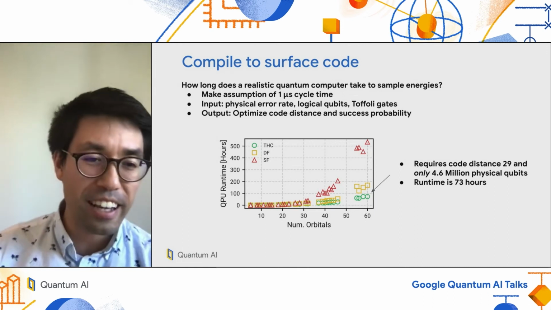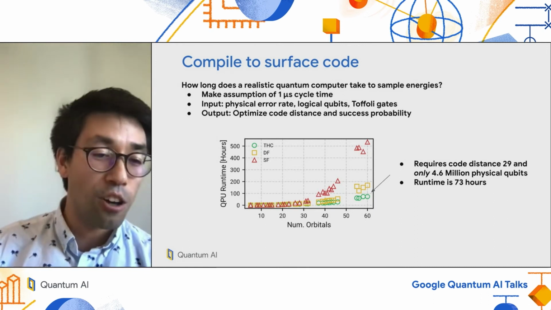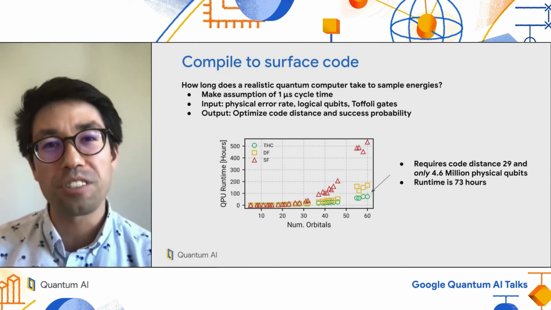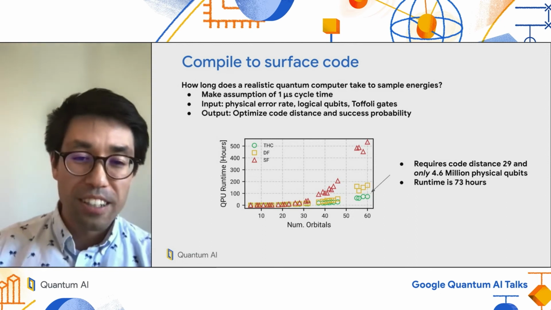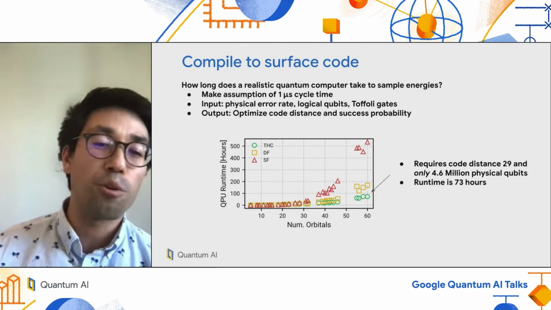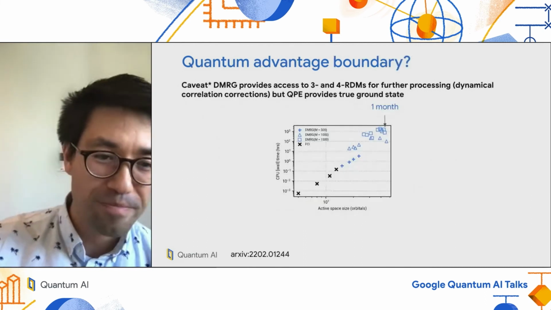It is nice to see that with the tensor hypercontraction factorization, we can get the largest of these systems just below 100 hours of runtime, which is considered the gold standard of electronic structure calculation, about a week of runtime. And this requires a code distance of 29 in the surface code and merely 4.6 million physical qubits. So something that I think is pretty accessible.